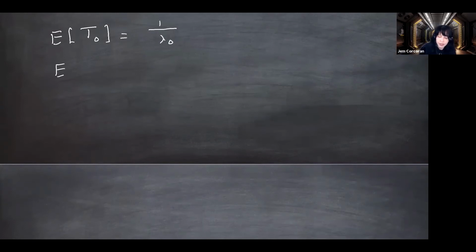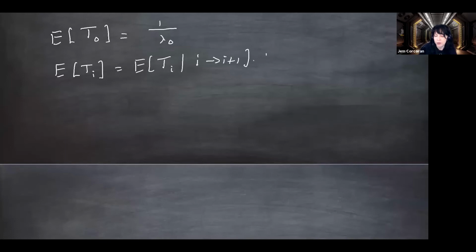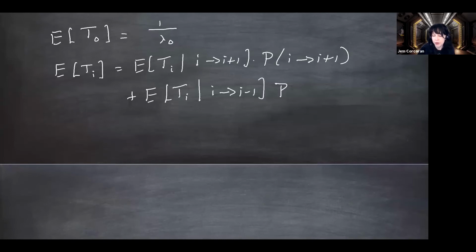Then we wrote the expected value of Ti. I'm going to write this a little more compactly as the expected value of Ti given the first move goes from I to I plus 1 times the probability that the first move goes from I to I plus 1, plus the other way around. The expected value of Ti given that the first move goes from I to I minus 1 times the probability the first move goes from I to I minus 1. And believe it or not, we've computed all of those pieces. I'm going to plug them in. I'm going to spare you.